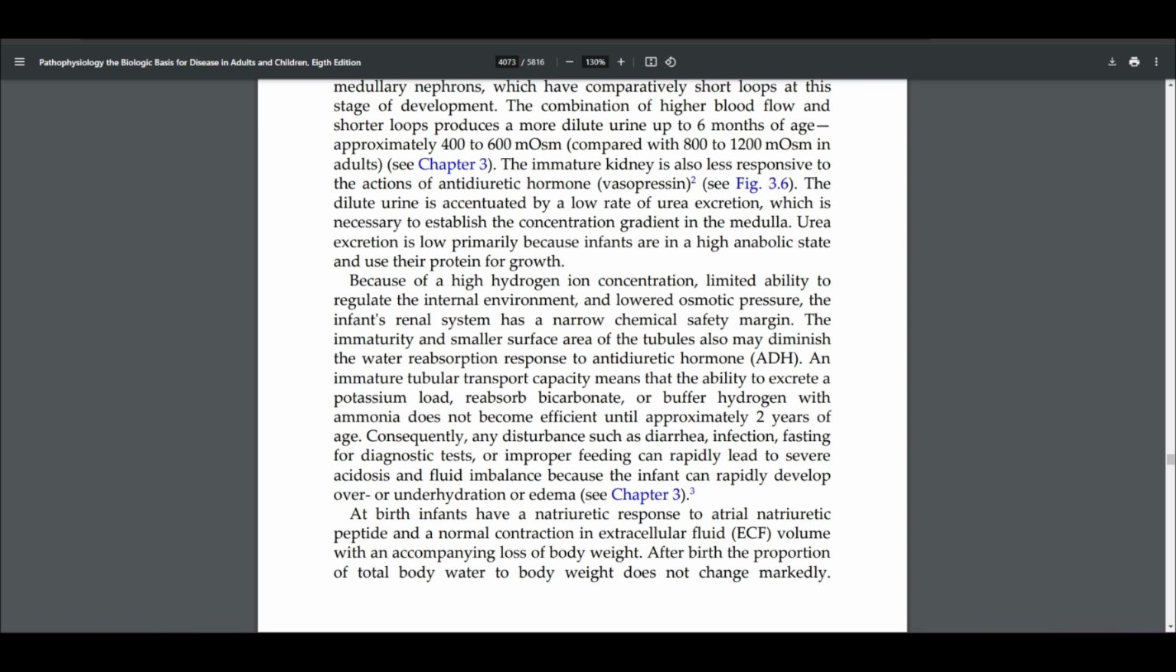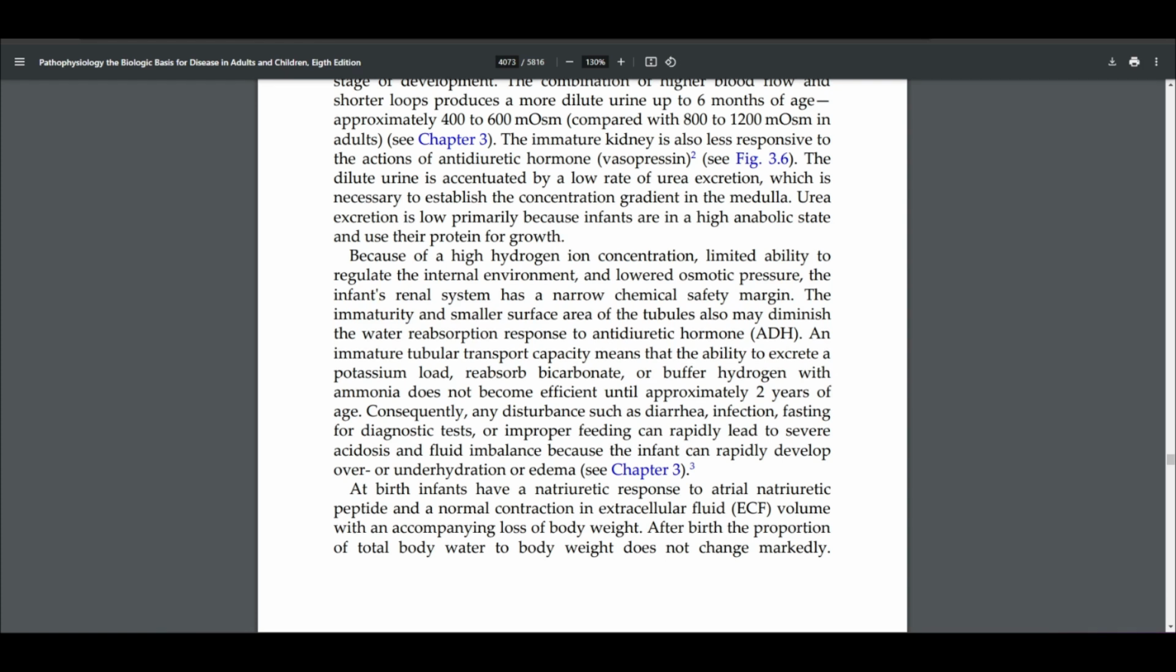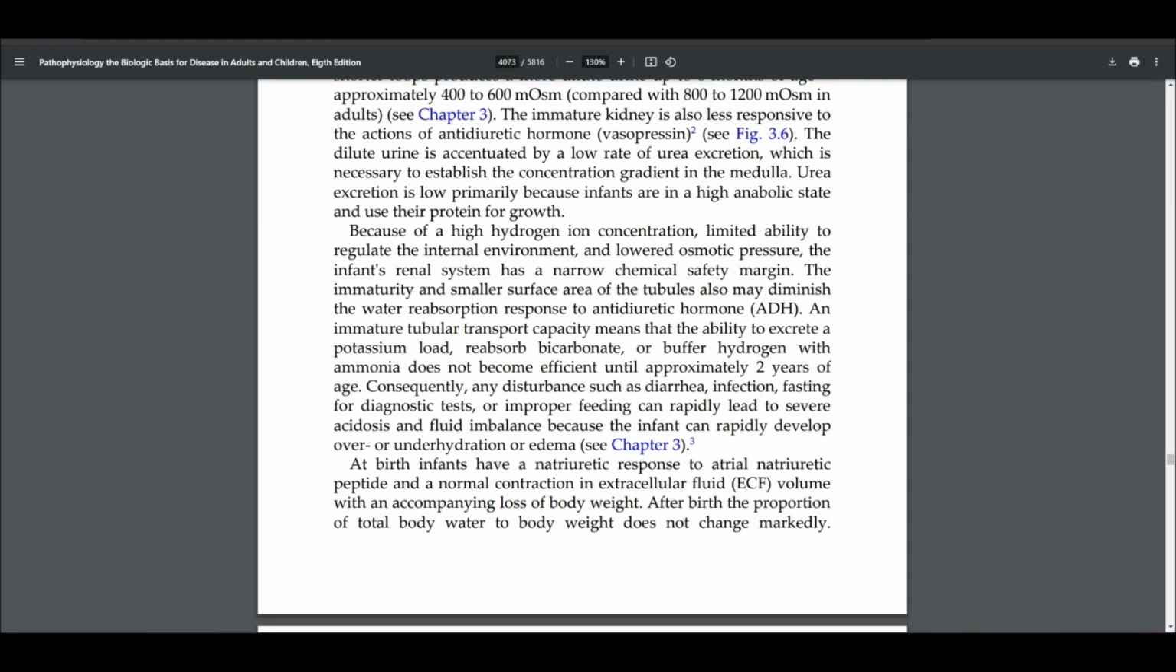The immature and smaller surface area of the tubules may also diminish the water reabsorption response to antidiuretic hormone. An immature tubular transport capacity means that the ability to excrete a potassium load, reabsorb bicarbonate, or buffer hydrogen with ammonia does not become efficient until approximately 2 years of age. Consequently, any disturbance such as diarrhea, infection, fasting for diagnostic tests, or improper feeding can rapidly lead to severe acidosis and fluid imbalance, because the infant can rapidly develop over- or underhydration or have edema.